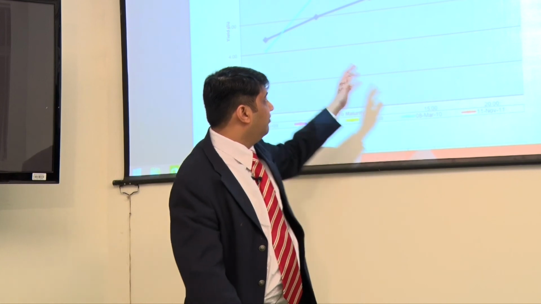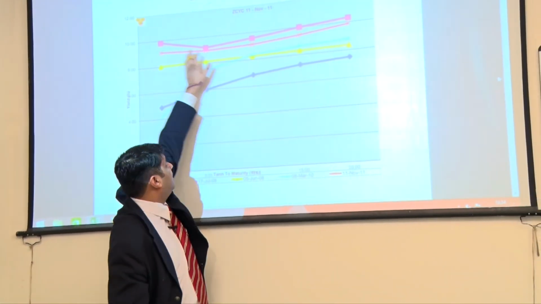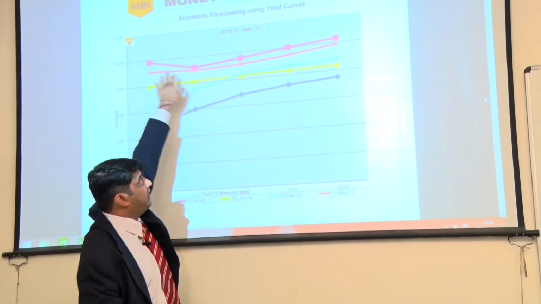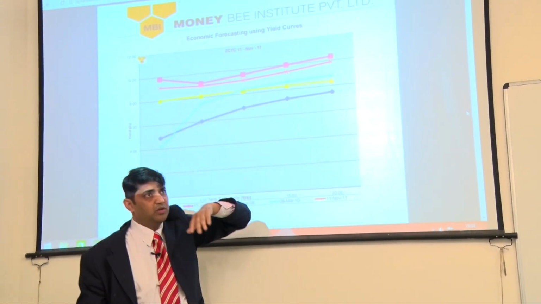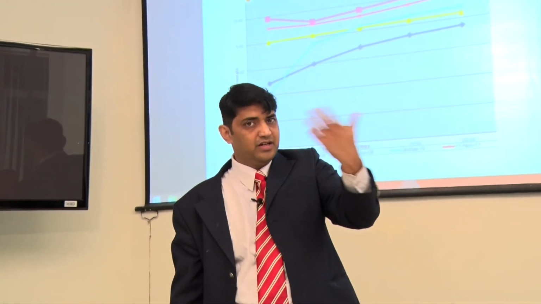So a flat yield curve is a harbinger of economic recession or slowdown. An inverted and a very high yield curve is also a more clear indication that the economy is going to face tough times in the next few quarters.